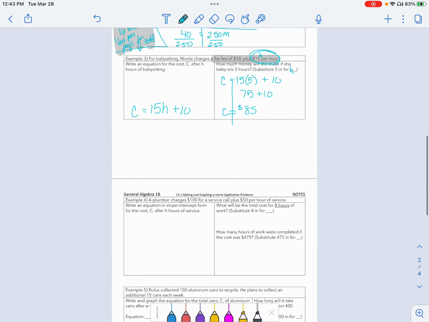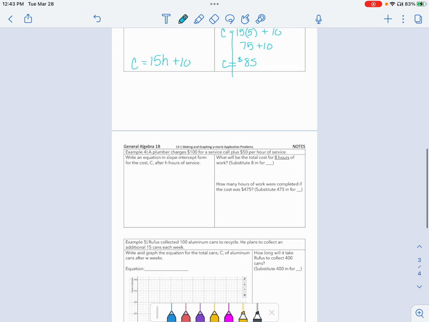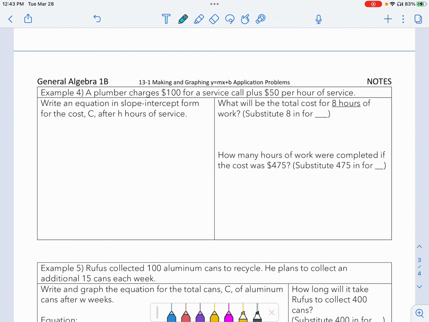All right, let's go on to example 4. A plumber charges $100 for a service call and $50 per hour of service. Here's your slope and your initial fee. That's your initial fee, your y-intercept.